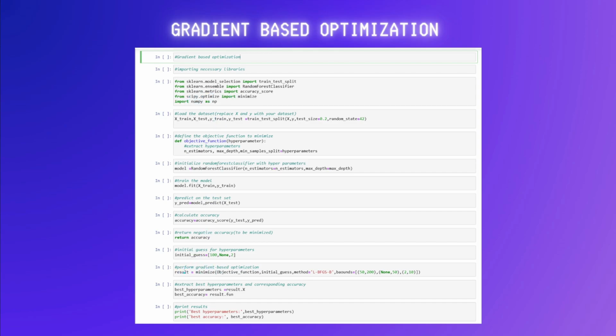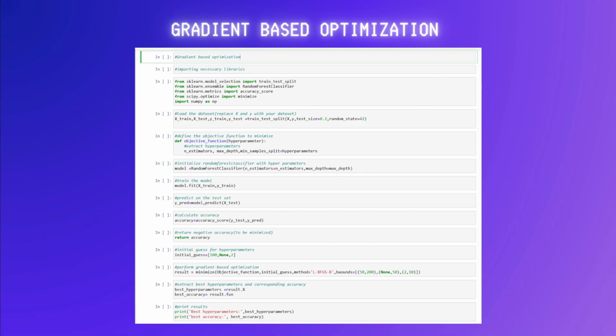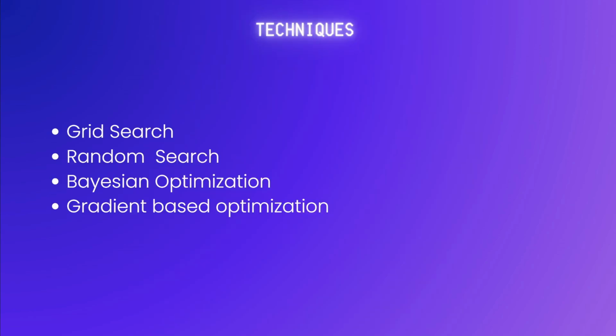So after that we are storing the result, and finally we extract the best hyperparameters and the corresponding accuracy from the optimization result and then print them out. So this is how we can implement the gradient based optimization. And in conclusion, gradient based optimization offers a powerful approach to hyperparameter tuning in ML by treating the tuning process as an optimization problem. So these are all the different hyperparameter techniques which are available for us, and we have seen how to implement them.